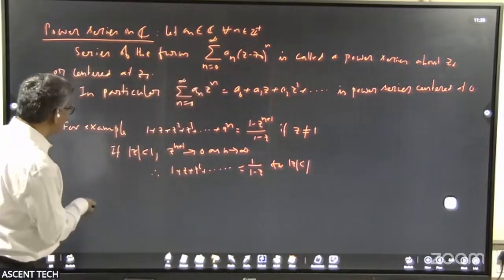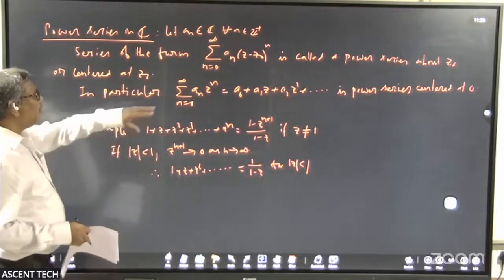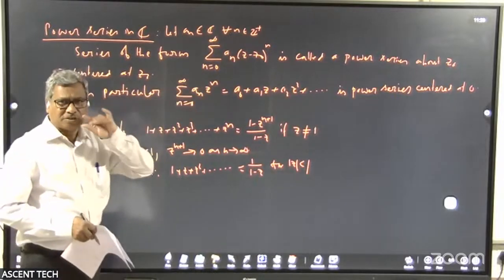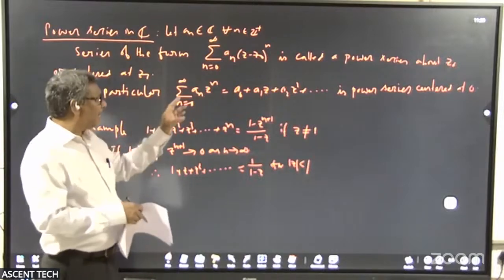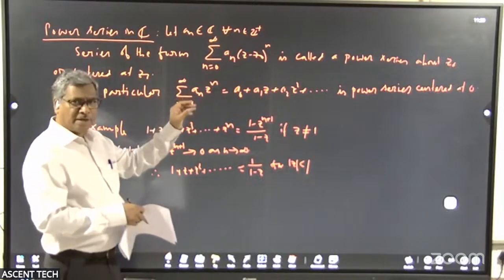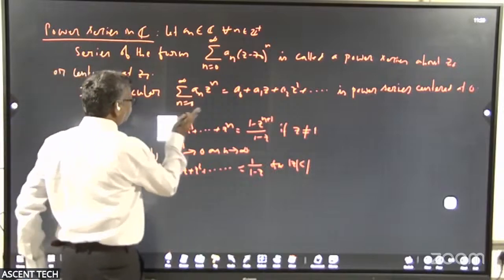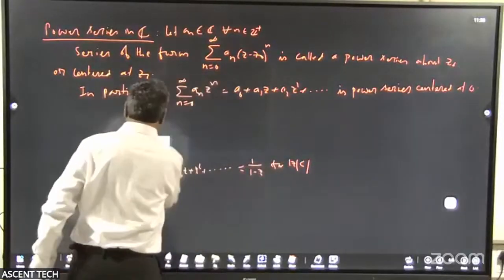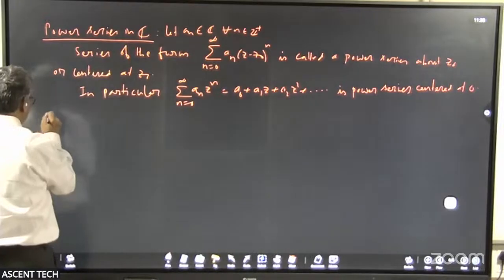Okay, you have examples. So what I want to know is how do we decide whether such a power series converges or not? Well, it turns out it depends on these coefficients. So I want to write it about convergence here.